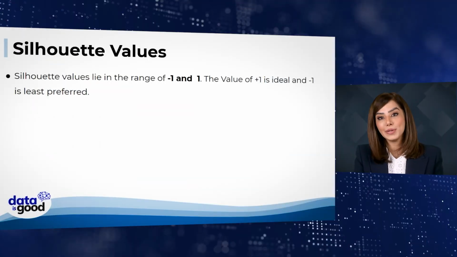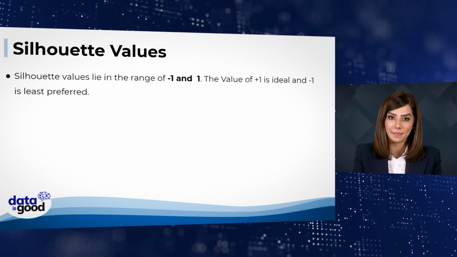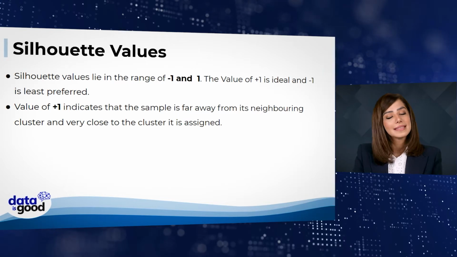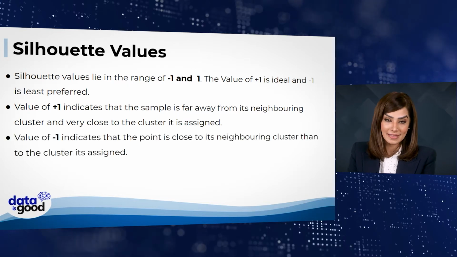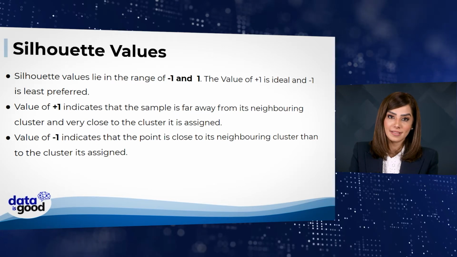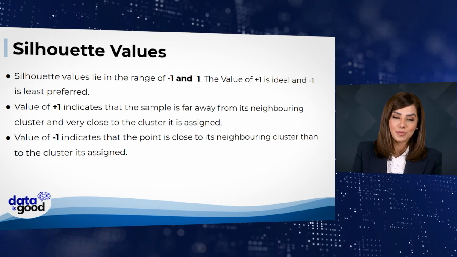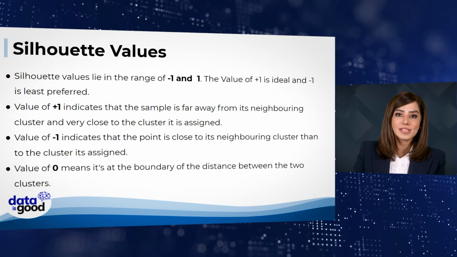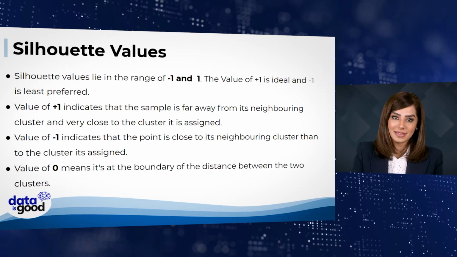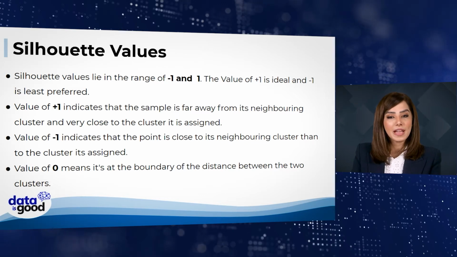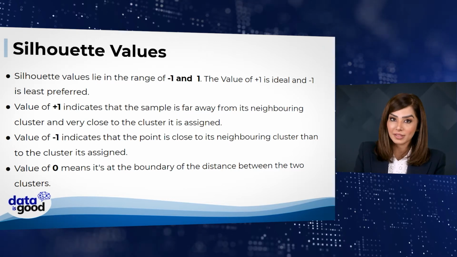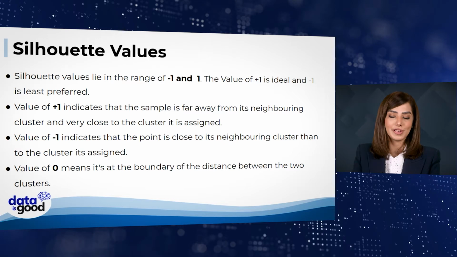The silhouette score is a value which lies in the range of -1 to 1. A value of +1 indicates that the number of clusters we have built is perfect. Similarly, the value of -1 indicates that the point is closer to its neighboring cluster than to the cluster it's assigned to, which means it's a complete disaster. And finally, a value of 0 means that the data points are at the boundary of the distance between the 2 clusters, which means that the results are poor. Now we conclude that a silhouette value of +1 is ideal and -1 is least preferred. Hence, the higher the value, the better the cluster configuration.